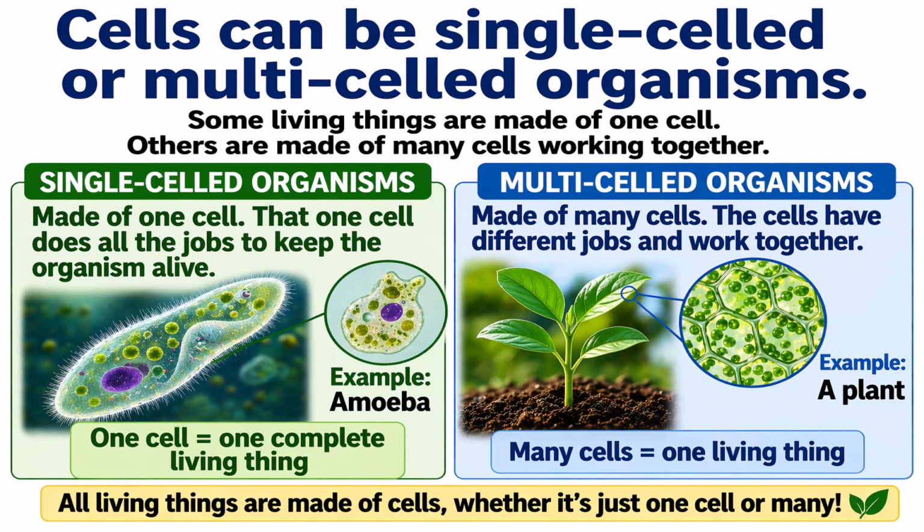Cells can be single-celled or multi-celled organisms. Some living things are made of one cell. Others are made of many cells working together. Single-celled organisms are made of one cell. That one cell does all the jobs to keep the organism alive. Multi-celled organisms are made of many cells. The cells have different jobs and work together. So all living things are made of cells, whether it's just one cell or many cells.